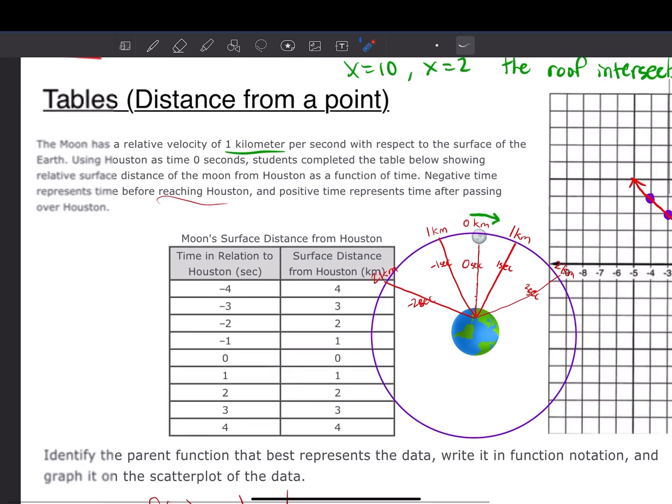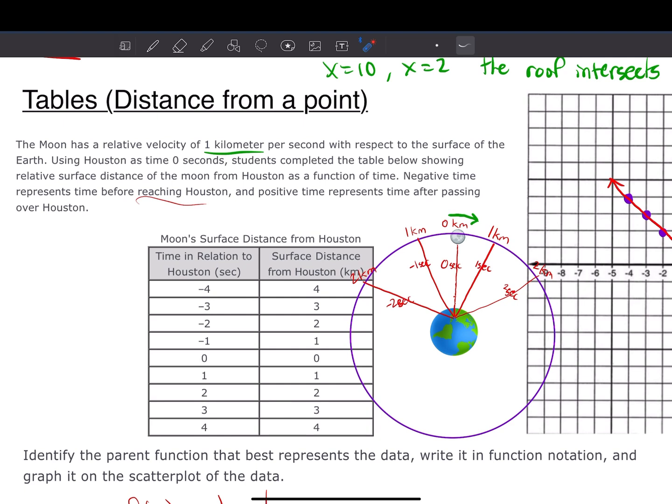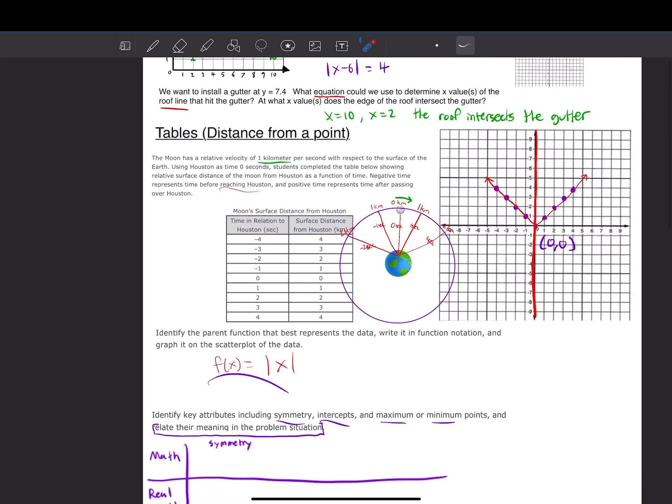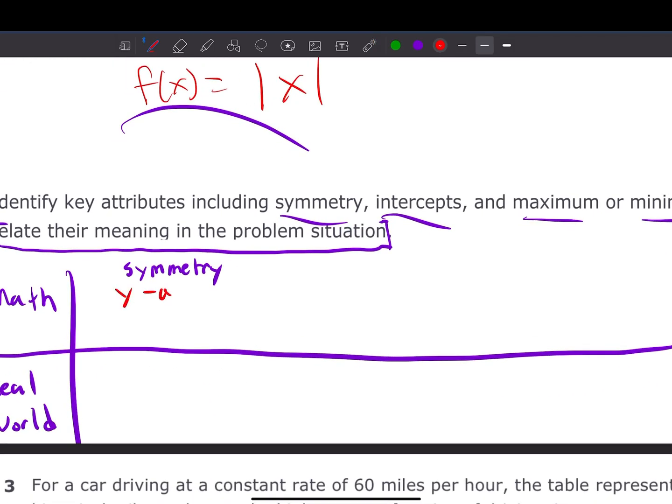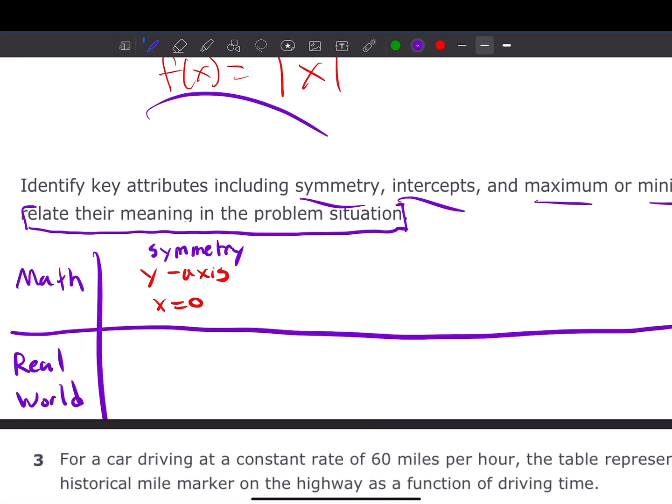What could that mean? The only way that's possible is if the speed I was going to get to Houston is the same speed as I was going after I get to Houston. Everything before I get to Houston is exactly the same. So the moon has a relative velocity of 1 kilometer a second. The mathematical symmetry at the y-axis, or the equation x equals 0, has so much importance to a NASA scientist in telling them, yes, turns out the moon really does have a constant speed.